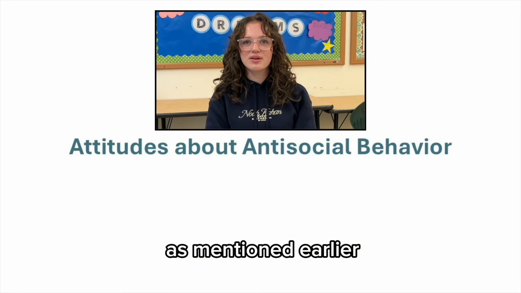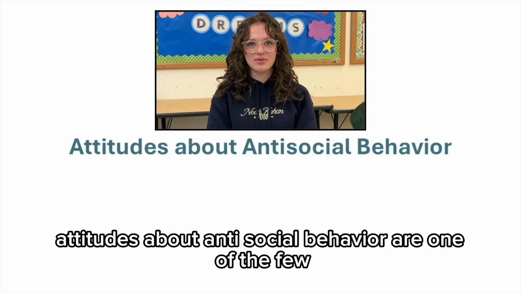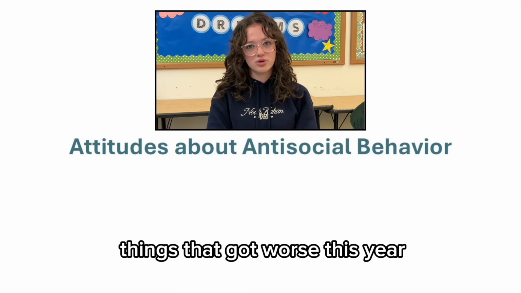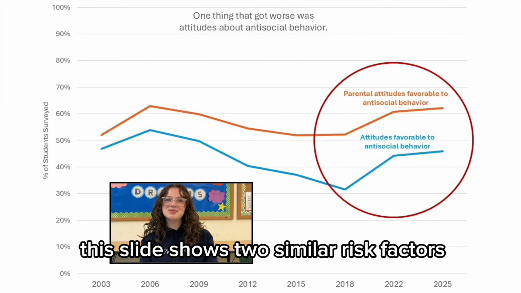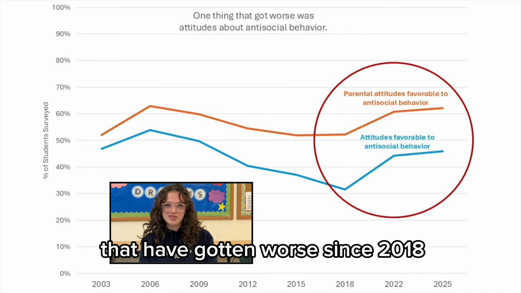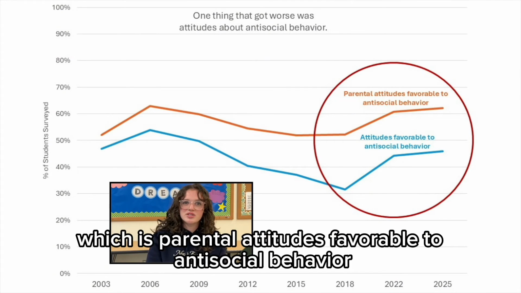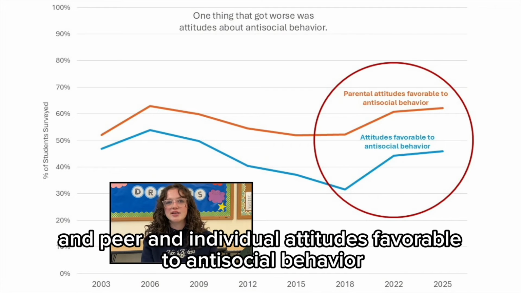I'm going to talk more about risk and protective factors. As mentioned earlier, attitudes about antisocial behavior are one of the few things that got worse this year. This slide shows 2 similar risk factors that have gotten worse since 2018, which is parental attitudes favorable to antisocial behavior and peer and individual attitudes favorable to antisocial behavior.